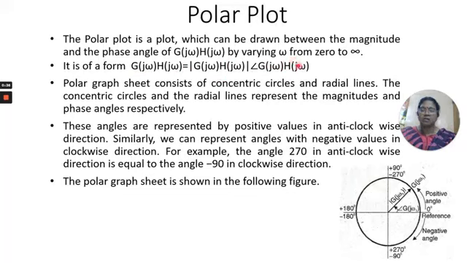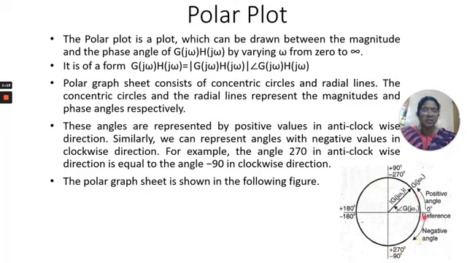So a polar graph sheet consists of concentric circles and radial lines. The concentric circles represent the magnitude and the radial lines represent the angles. The angles are positive if we go in the anti-clockwise direction. For example, 0 is the reference angle. If we go upwards, which is the anti-clockwise direction, the angles are positive. If we go down in the clockwise direction, the angles are negative. For example, the plus 270 degrees in the anti-clockwise direction represents minus 90 degrees in the clockwise direction.